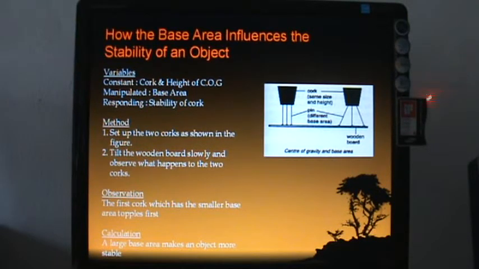So which one is more stable? This one is more stable, and the left hand side will topple first if you tilt the wooden board slowly. And the observation is the first cork, which has the smaller base area, topples first. So what are the conclusions? Okay, it's basically a large base area makes an object more stable.